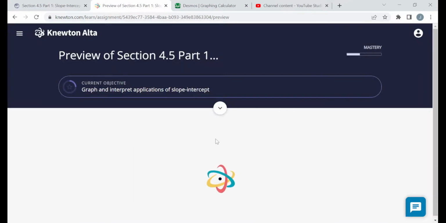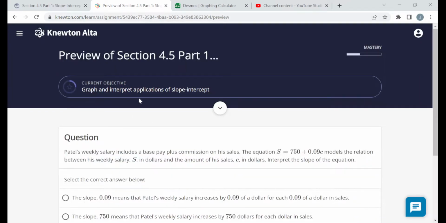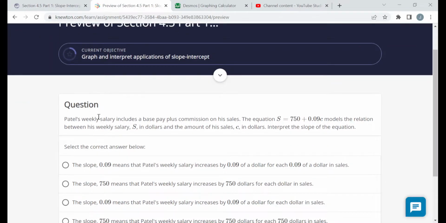All right. Another one of these, graph and interpret applications of slope. Here's Patel's weekly salary includes a base pay plus commission on his sales. So the equation S equals 750 plus 0.09C models the relation between his weekly salary, S in dollars, and the amount of his sales, which is C in dollars. So slope again. Now the slope here would be 0.09.